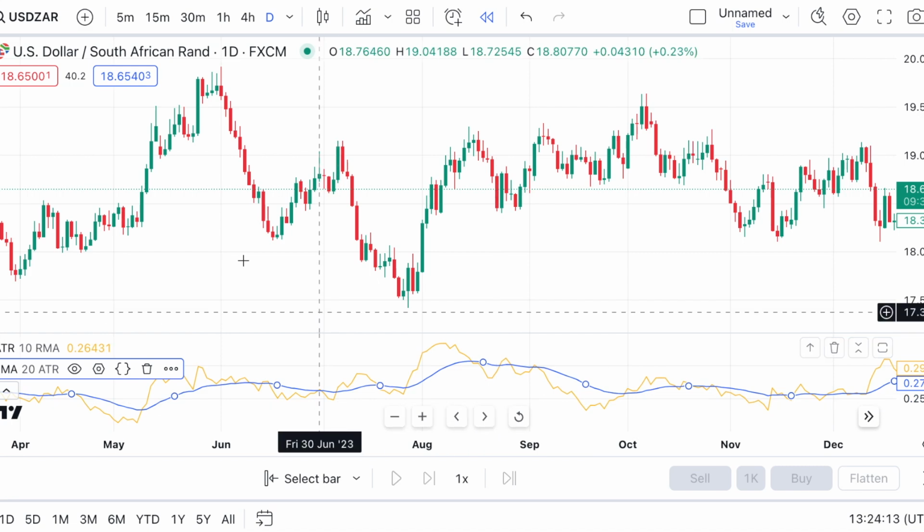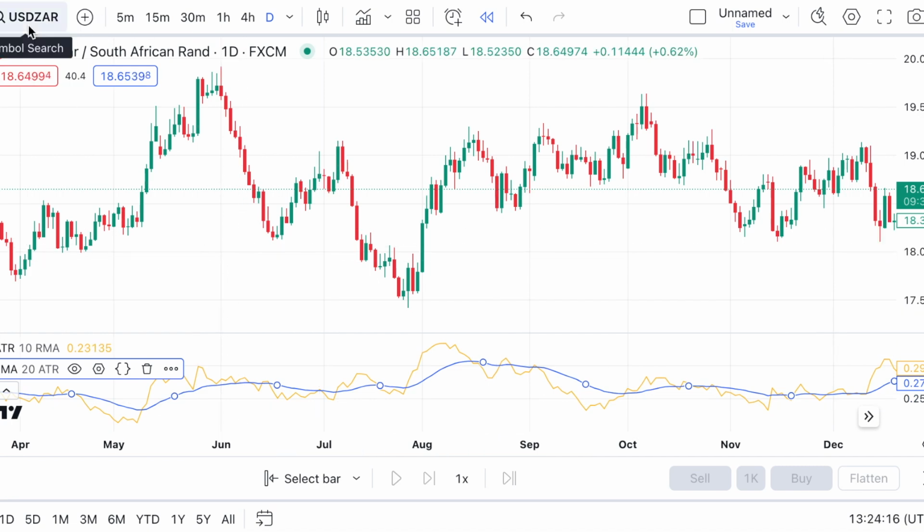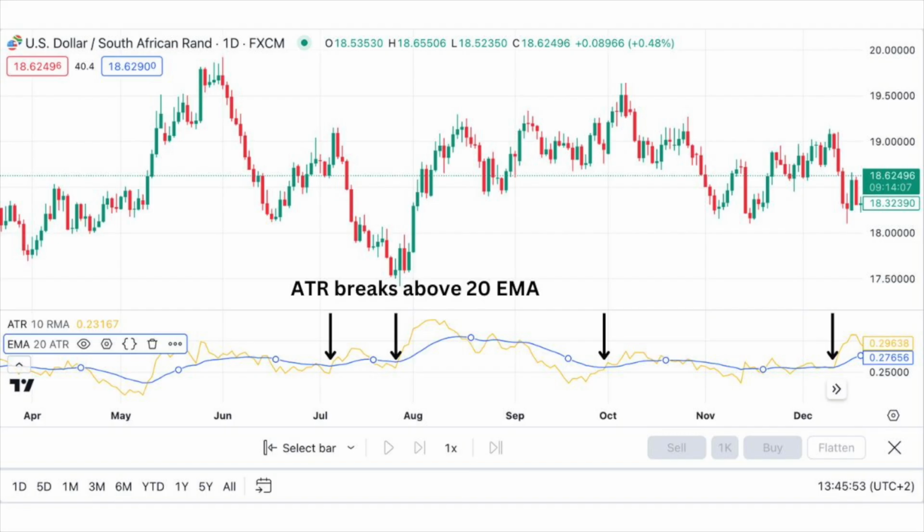Next, if you look at the chart here, you will wait for the ATR to break above the 20 EMA. A breakout in the ATR indicator reading above the 20 EMA is indicative of higher volatility to come. And as you can see, the ATR broke above the 20 EMA multiple times, but it didn't always end up in an uptrend. When using the strategy, you also want to look at the price action to confirm the increase in the ATR volatility. And this brings us to the next step in the ATR trading strategy.